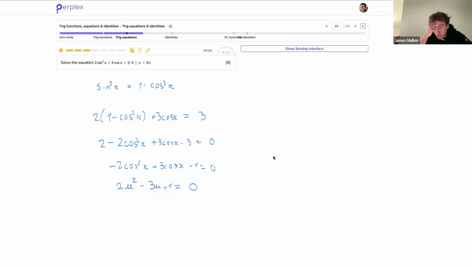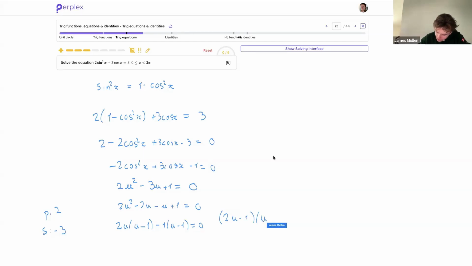And now I can factor this by looking, I have 2 as the first term and 1 as the last term. So I'm looking for a product of 2 and a sum of minus 3. So I can write that as 2u squared minus 2u minus u plus 1 is equal to 0. So 2u times u minus 1 minus 1 times u minus 1 is equal to 0. And so 2u minus 1 times u minus 1 is equal to 0, which means that u, which is cos of x, is equal to either 1 over 2 or 1, okay?